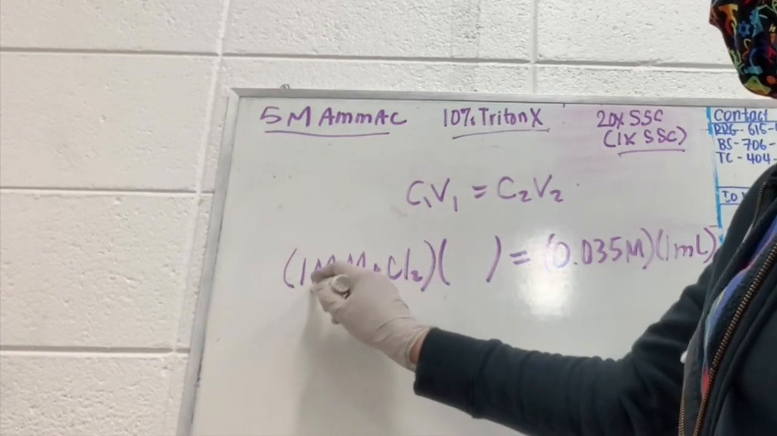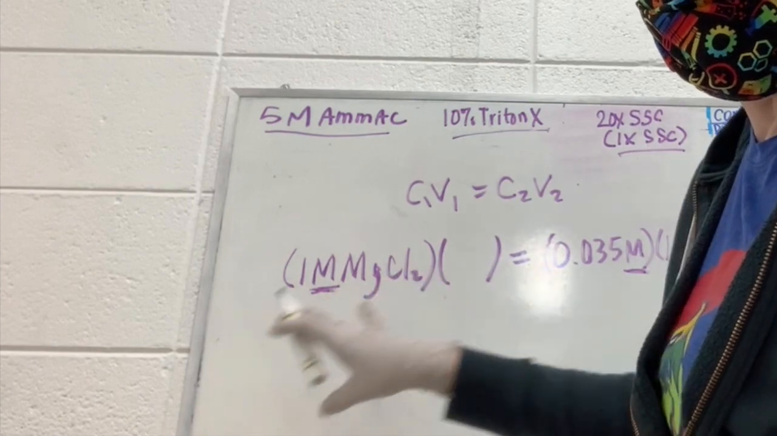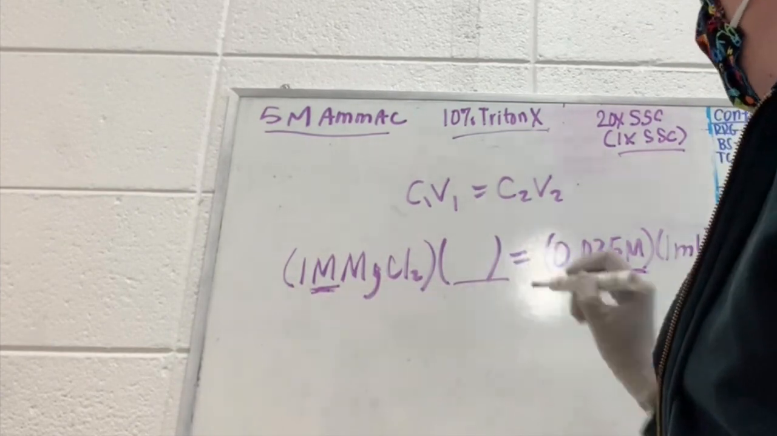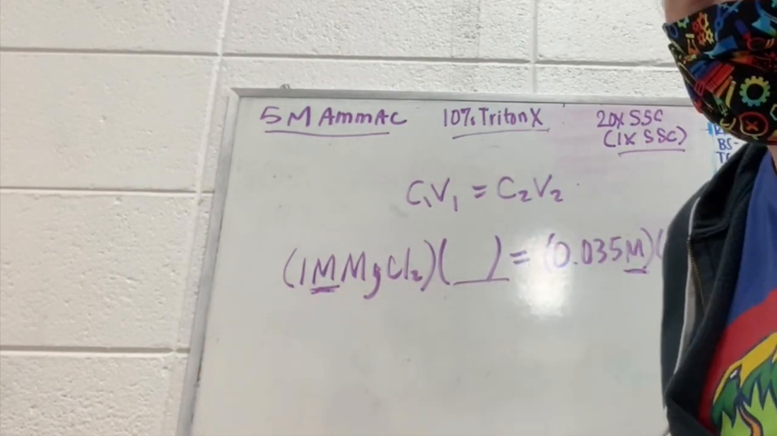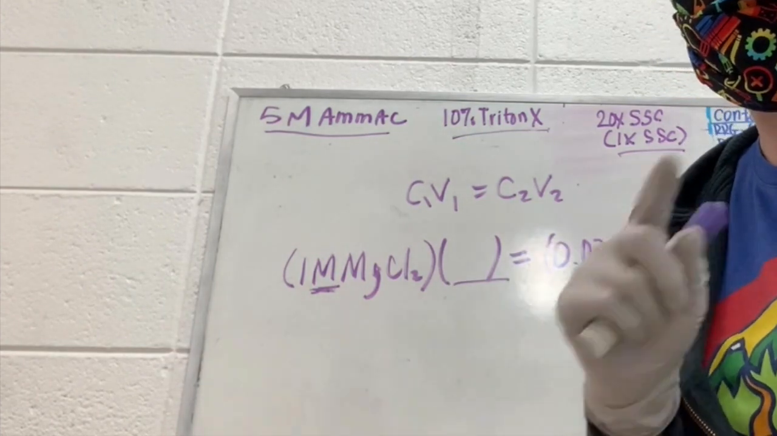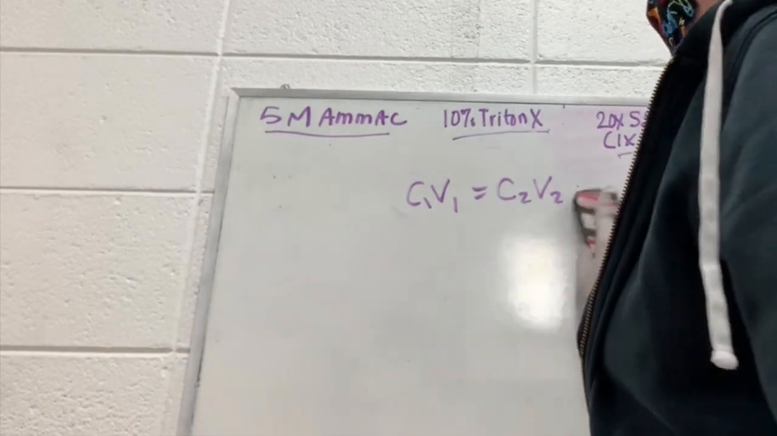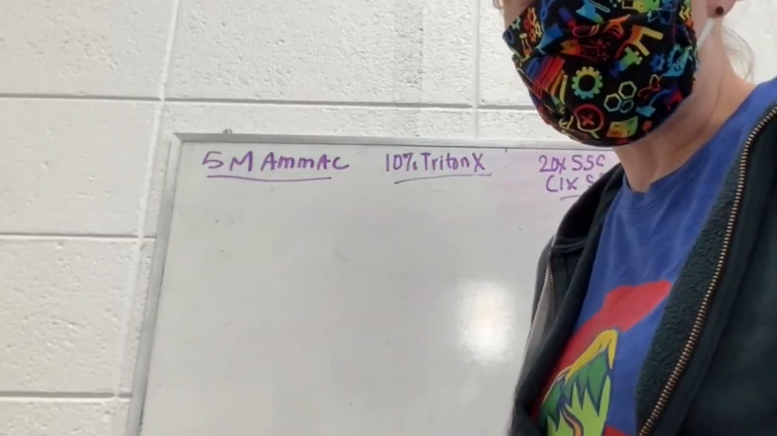You need to make sure that the units match, so molar and molar. You can't have millimolar on one side and molar on the other. But you could solve here to figure out how much you would need to add of a 1 molar solution into 1 milliliter to make 35 millimolar. So you can write out that math too. But this formula you'll use a lot.